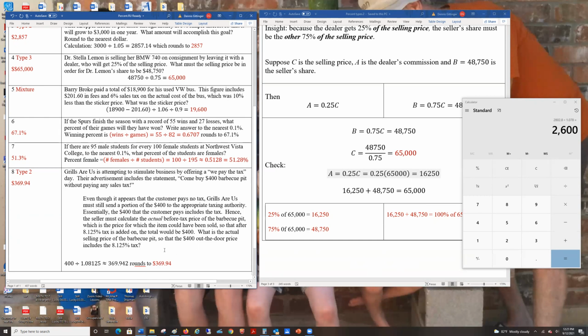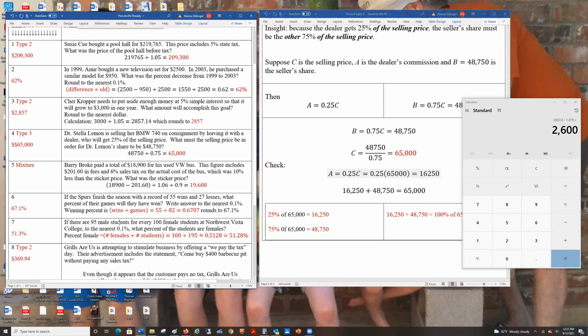Because the $400 represents 100% of the selling price plus 8.125% of the selling price. And then you round it off, because the 2 just to the right of the 94 cents is not big enough to make it 95 cents. The type 3 problem that we just worked is the same one that you see here.